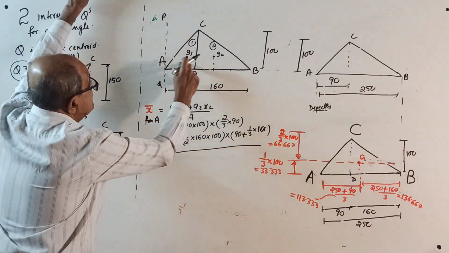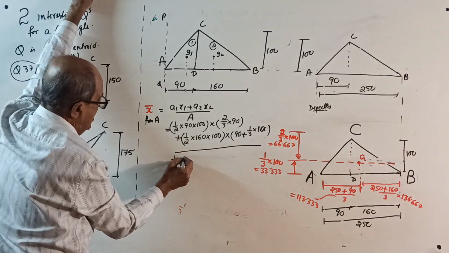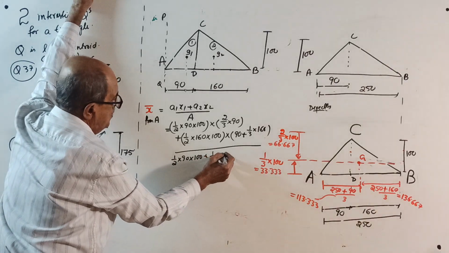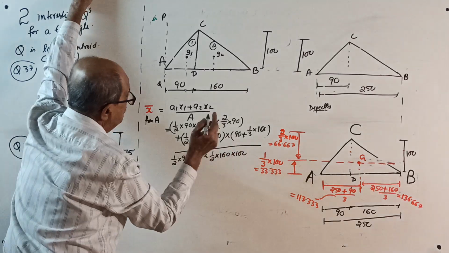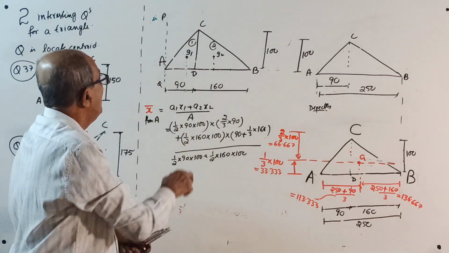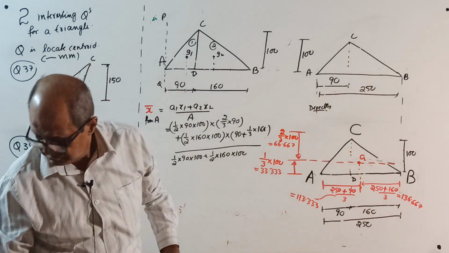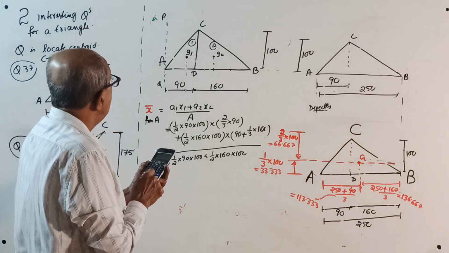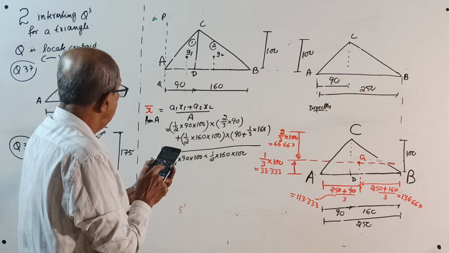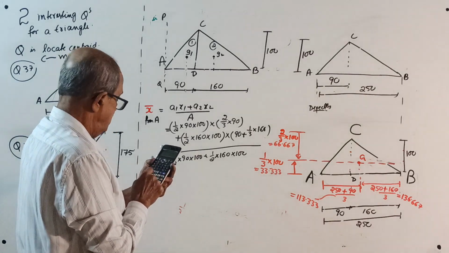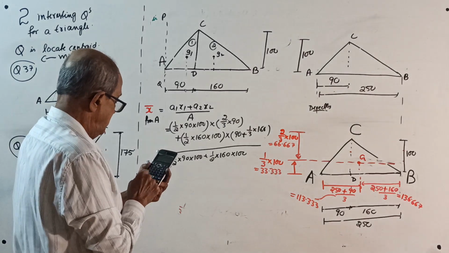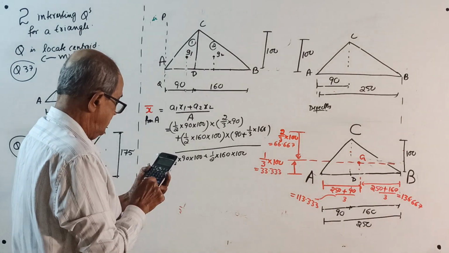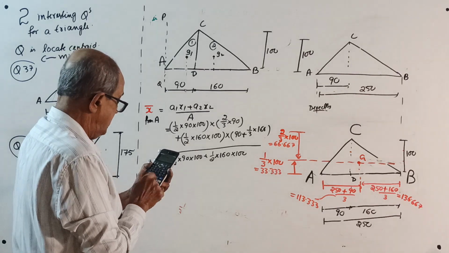This is divided by the sum of the two areas, half into 90 into 100 plus half into 160 into 100, or if you know better mathematics, directly half into 250 into 100. Calculate if you want: half into 90 into 100 into 2 by 3 of 90, plus half into 160 into 100 into 90 plus 1 by 3 of 160, divided by half into 250 into 100.